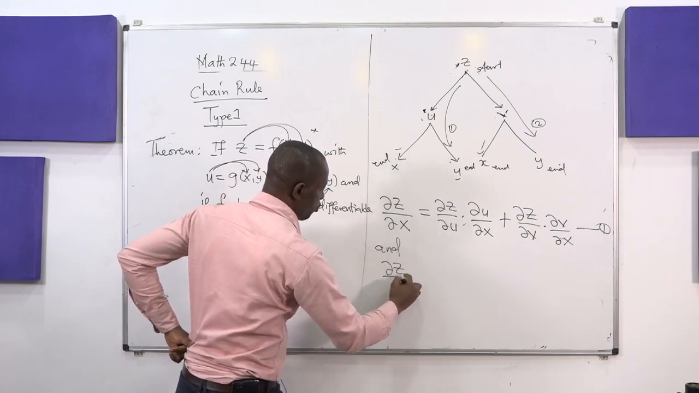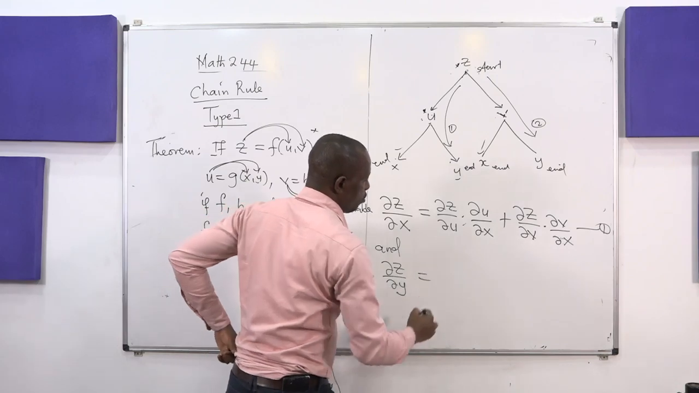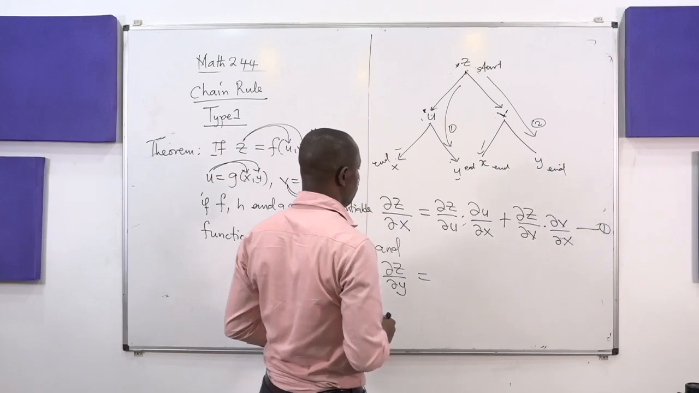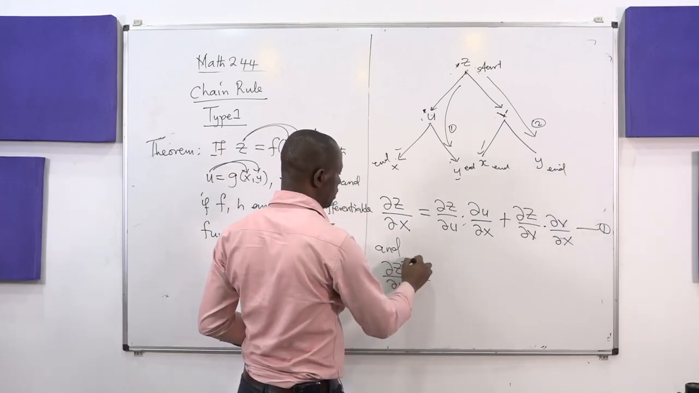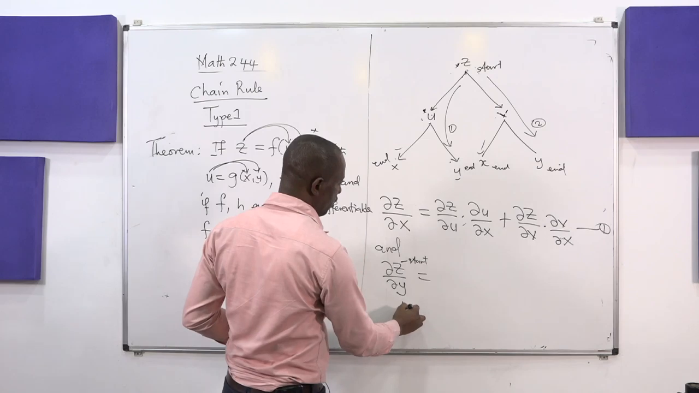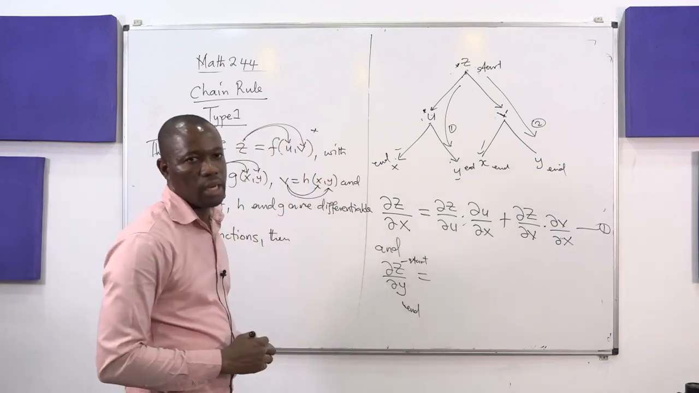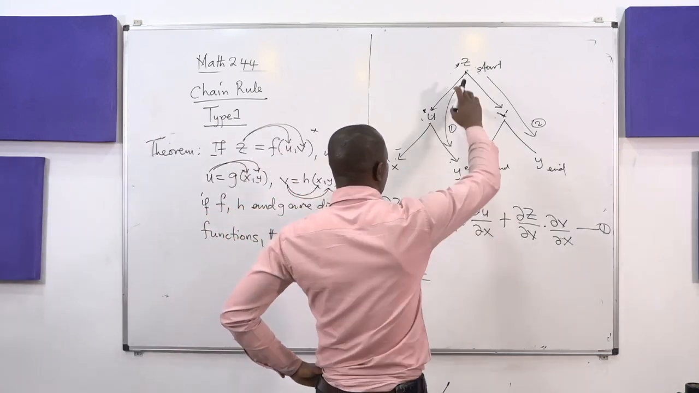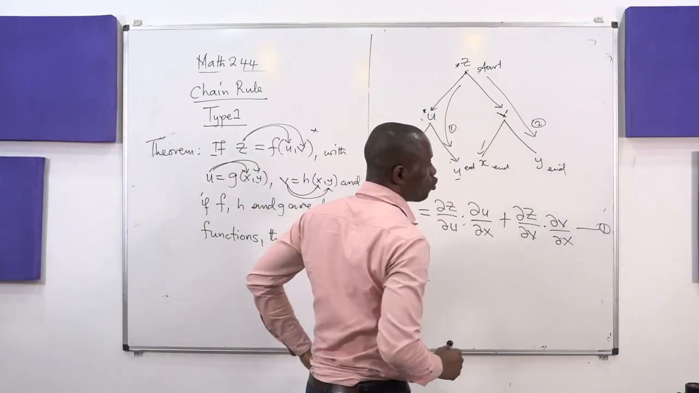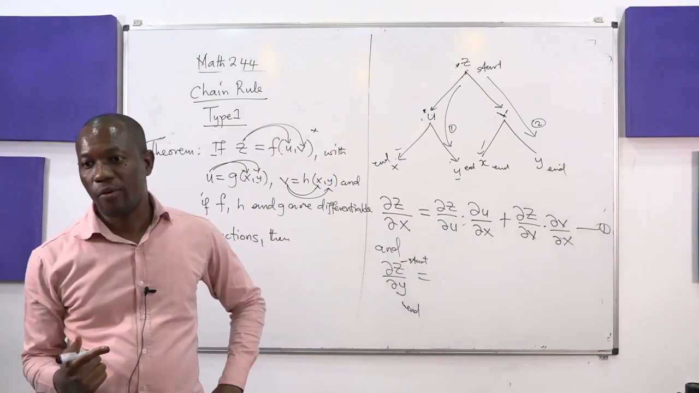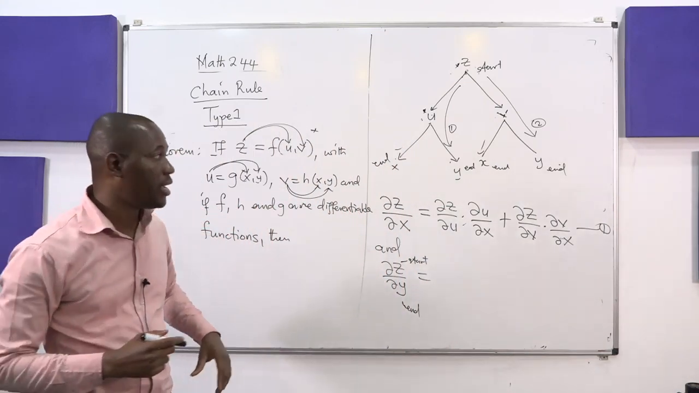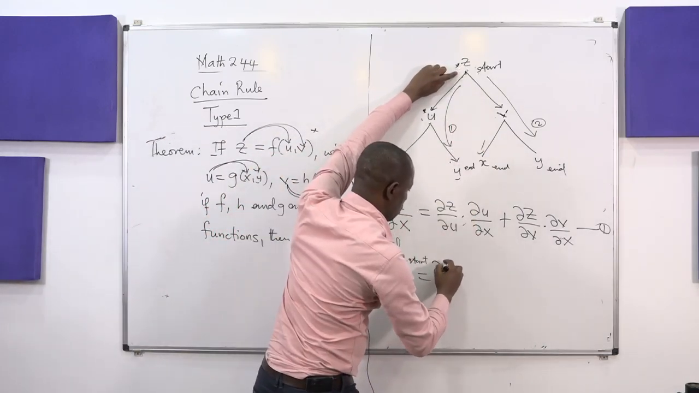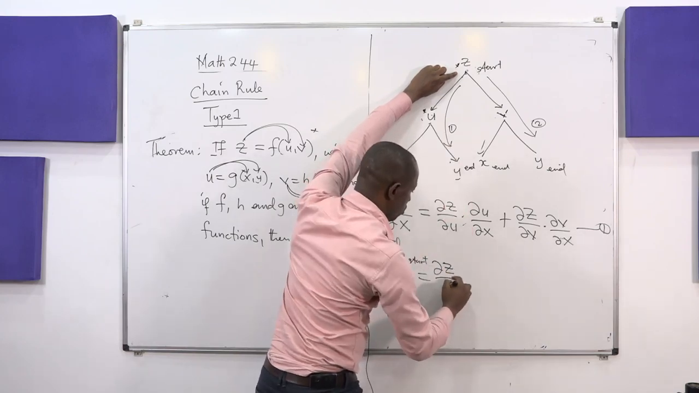Partial z with respect to y. Think that we should start at z and end at where? Y. Like this. So from the z, we can go to u or v. U or v, they are 2. So once we have more than one, you say partial. If it is only one, it's ordinary. Is that okay? So this will be partial z with respect to what?